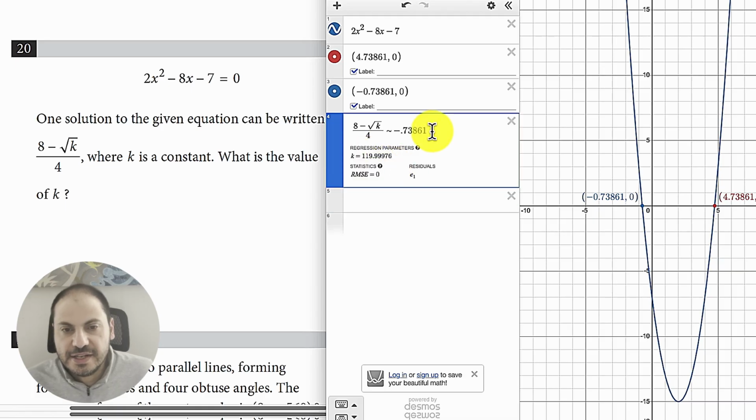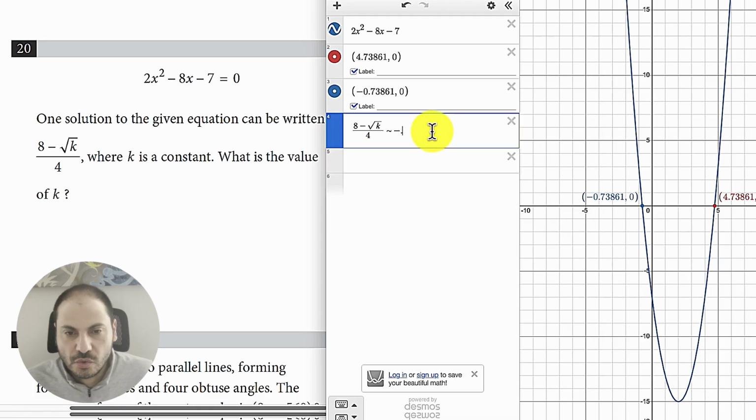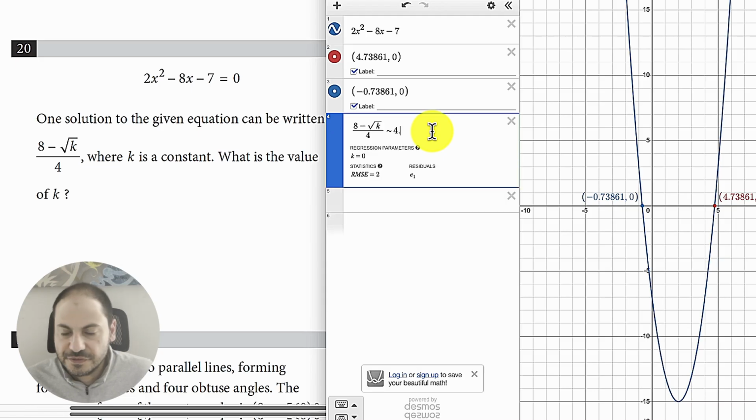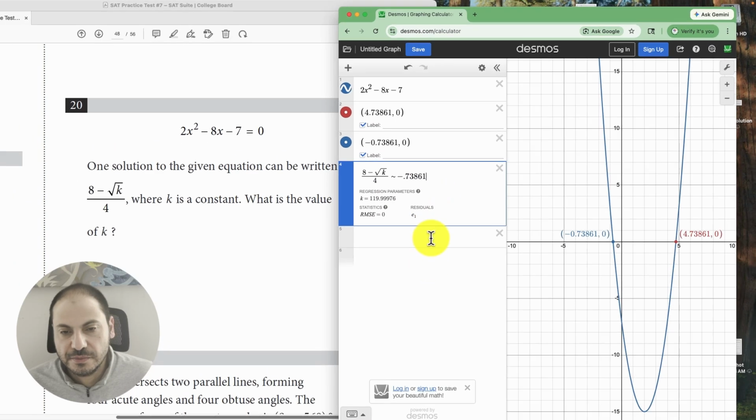Now, if we set it equal to the other one, probably not going to work because Desmos kind of screws up when it's a negative square root. See, it says k equals 0. If that happens to you, just try both solutions. One of them will work. 119.999, the answer is 120.